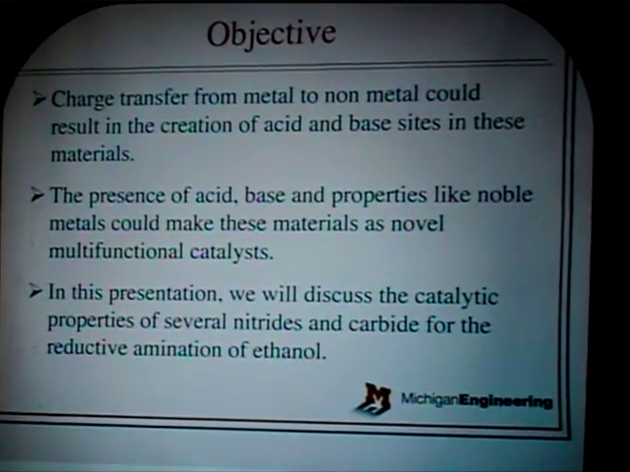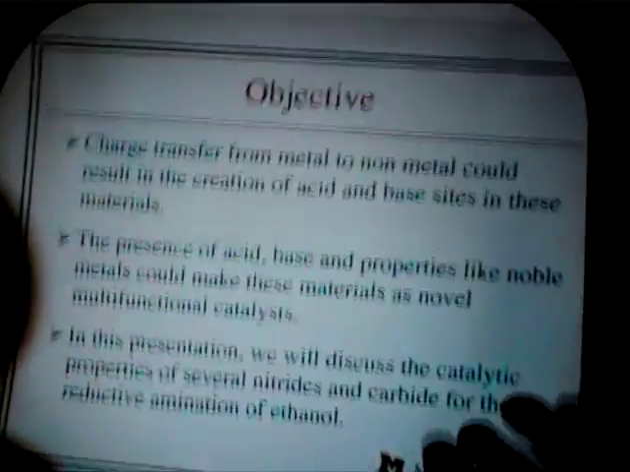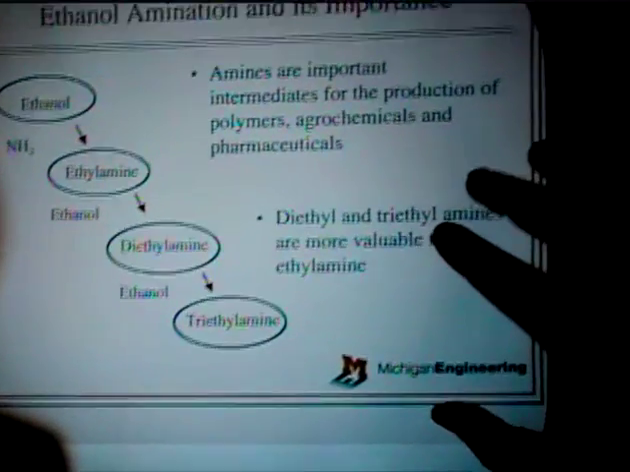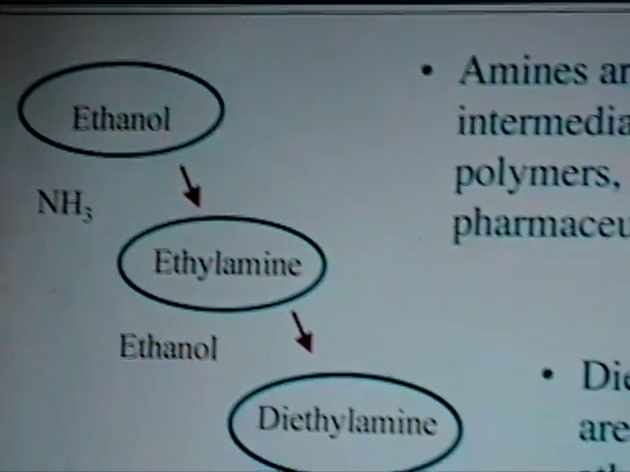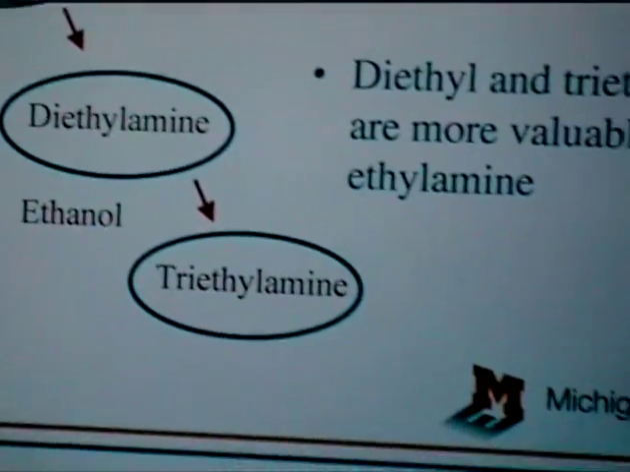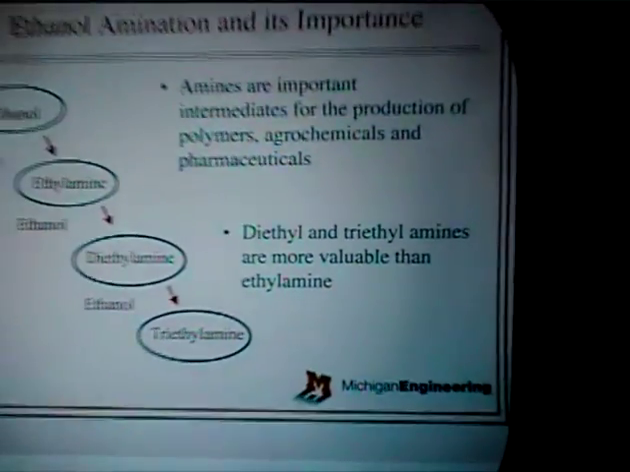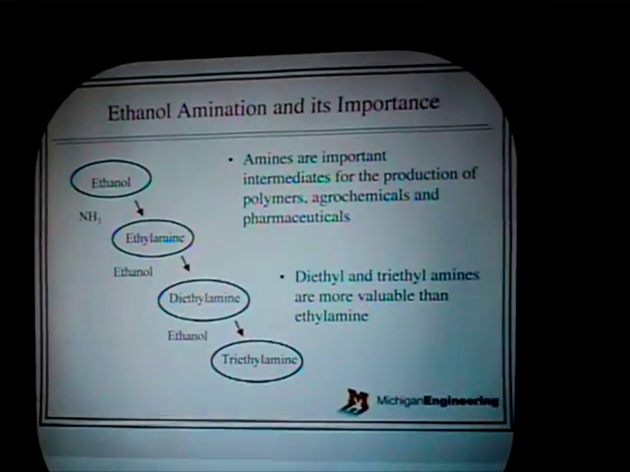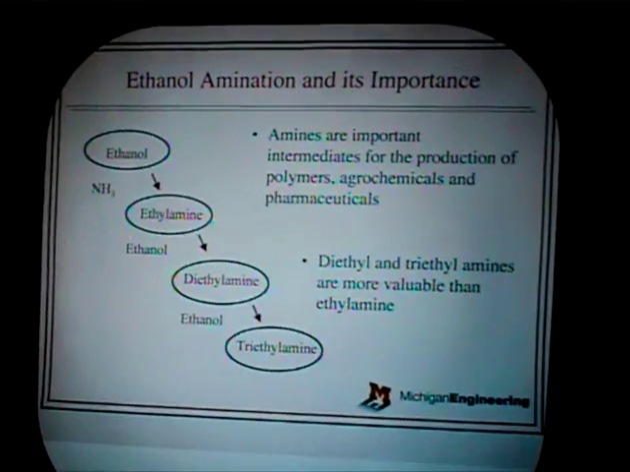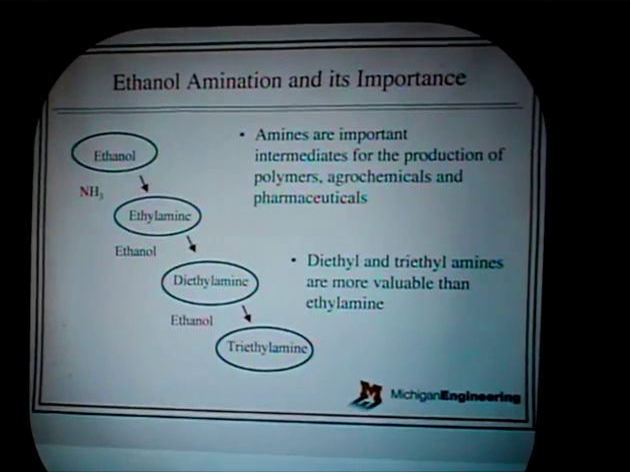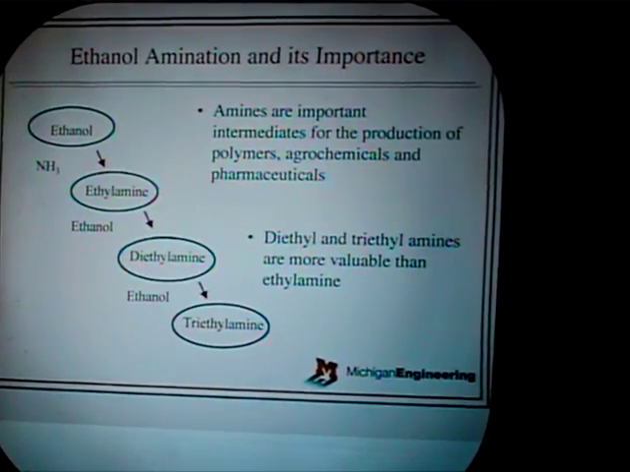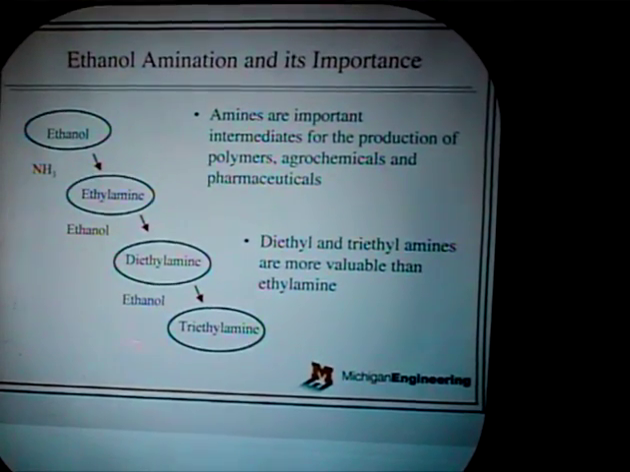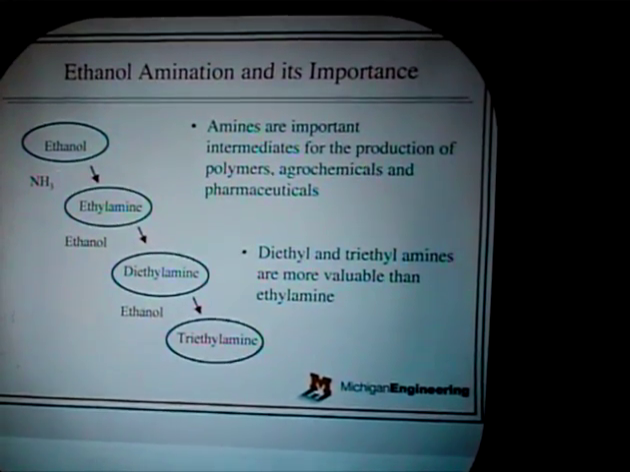Now, coming to the importance of ethylamine, amines are very important intermediates for the manufacture of a variety of chemicals like polymers, agrochemicals, dyes, and pharmaceuticals. They can be made from the reaction of ethanol and ammonia. When they react together, they form ethylamine, and this ethylamine can undergo further reaction with another molecule of ethanol to form diethylamine, which can further react with ethanol to form triethylamine. Interestingly, the end members of this series, diethylamine and triethylamine, are much more valuable than ethylamine and definitely than ethanol.